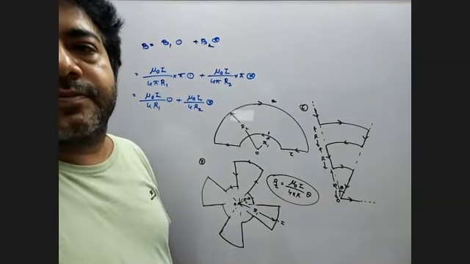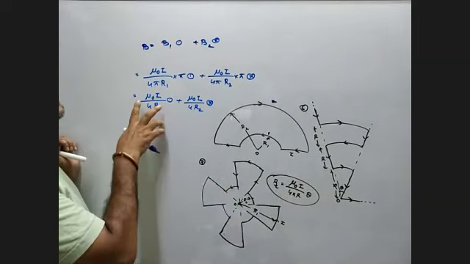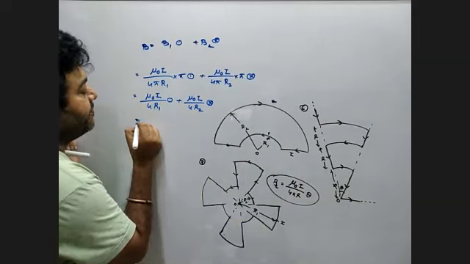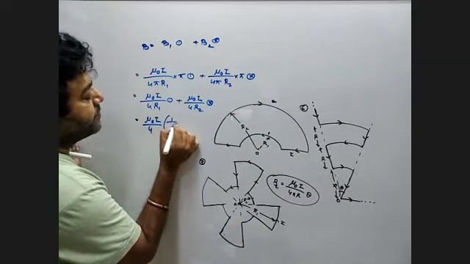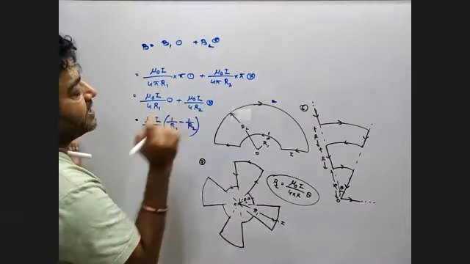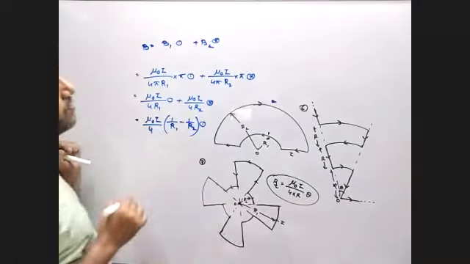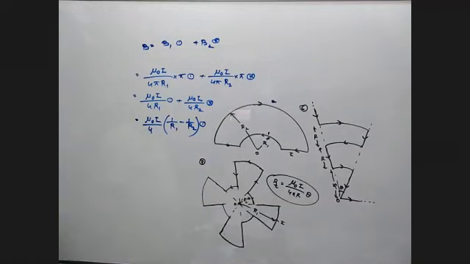Sir, R2 cross. See, the lower value means the overall value is higher. So we can say this one is higher than this one, yes or no? So mu naught I, we can take 4 common, 1 by R1 minus 1 by R2. As dot is greater than cross, I can write overall dot. Yes? Yes or no? Yes, sir. Okay.